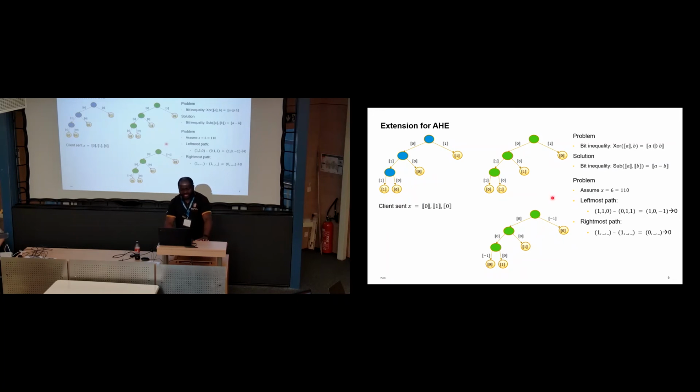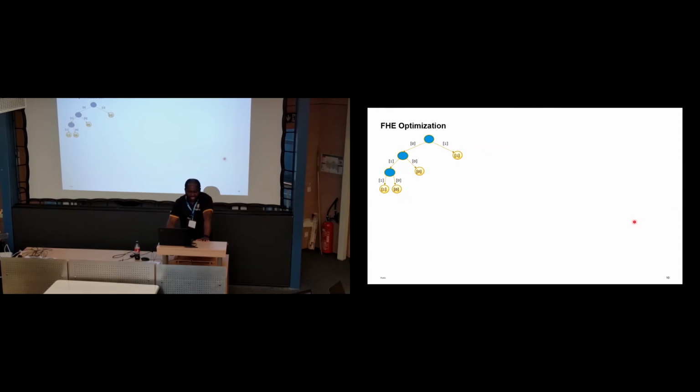Then we have another problem. If the input of the client was 6, for example, we have a situation where we have 2 zeros on 2 paths, while we need to have exactly 1 zero. To solve that, we just multiply with increasing powers of 2, and this results in the leftmost path encoding -3 and no longer 0.